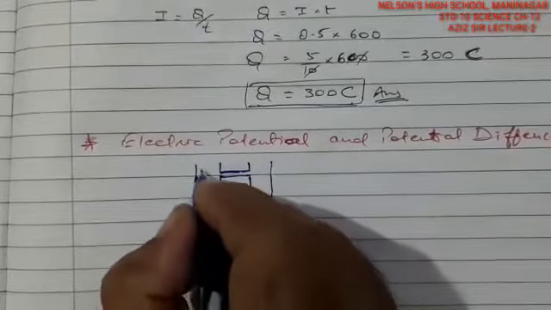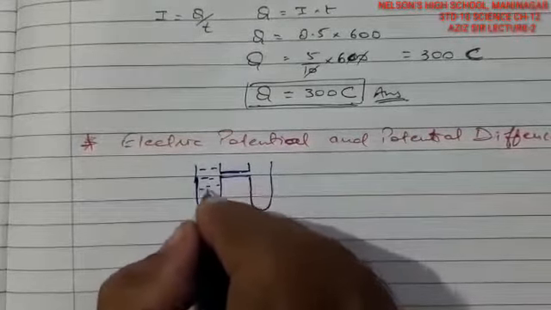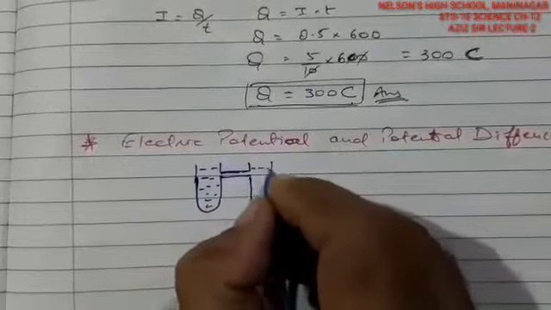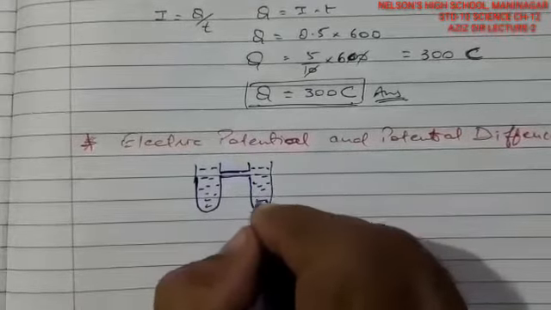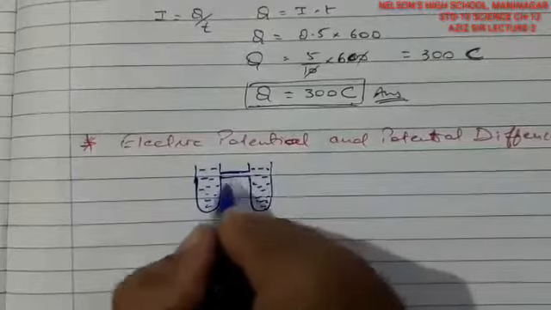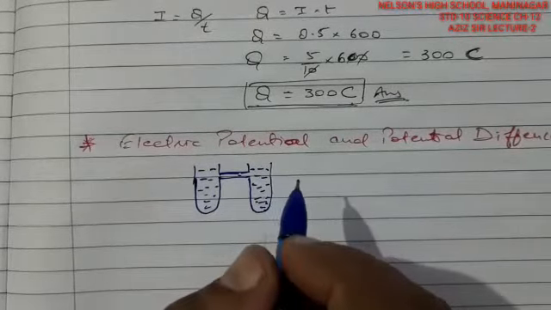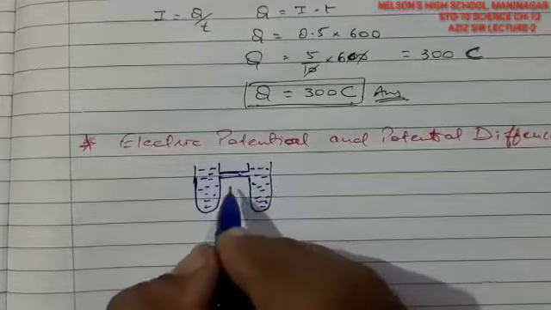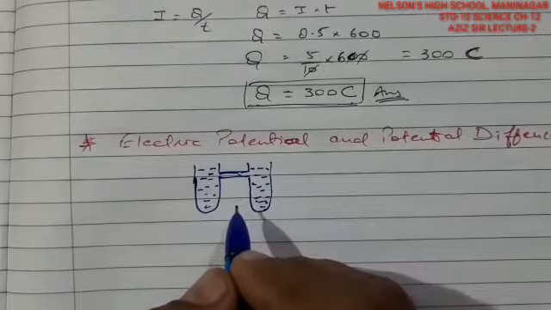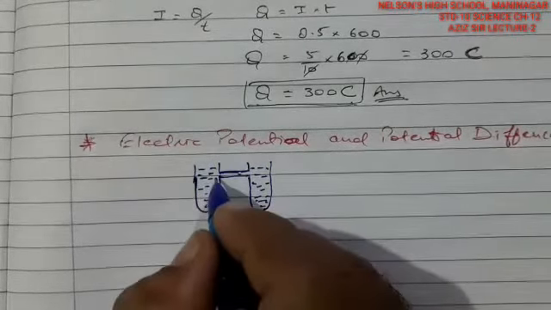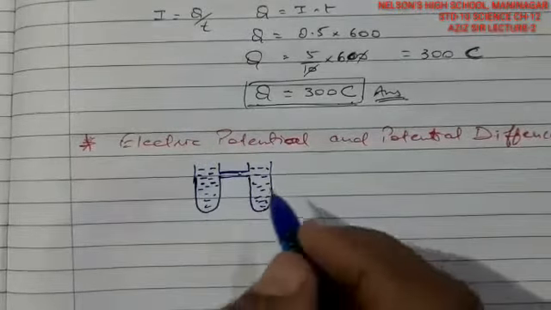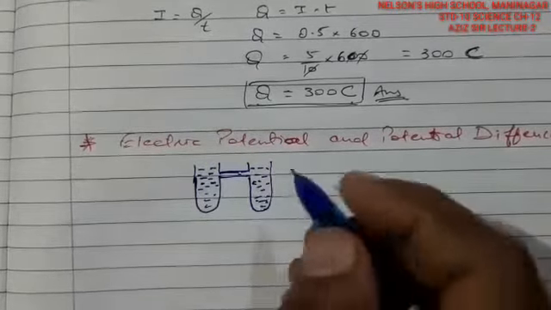Now if water is filled here and here also the water is filled, both the jars are filled with water. Do you think the water is going to pass from one position to the other? No. Why? Because both the jars are completely filled, so both have equal potential. That means the amount of water, the energy associated with the water, is equal, so neither of them is going to flow.